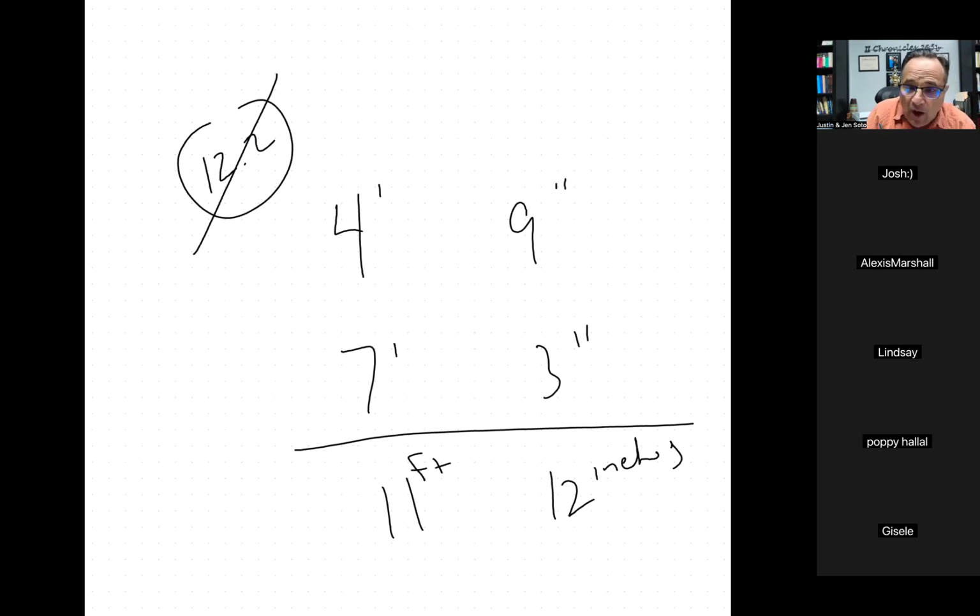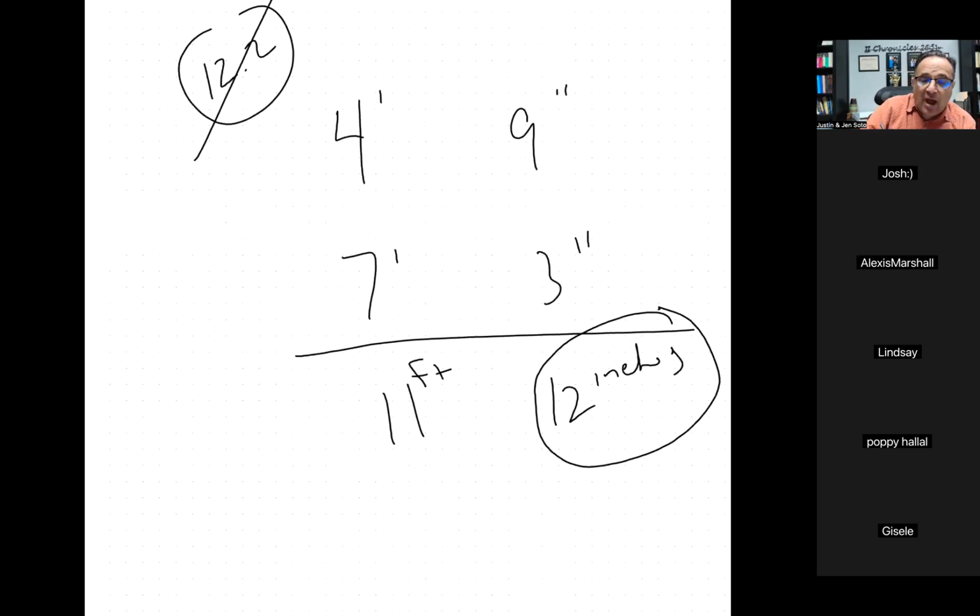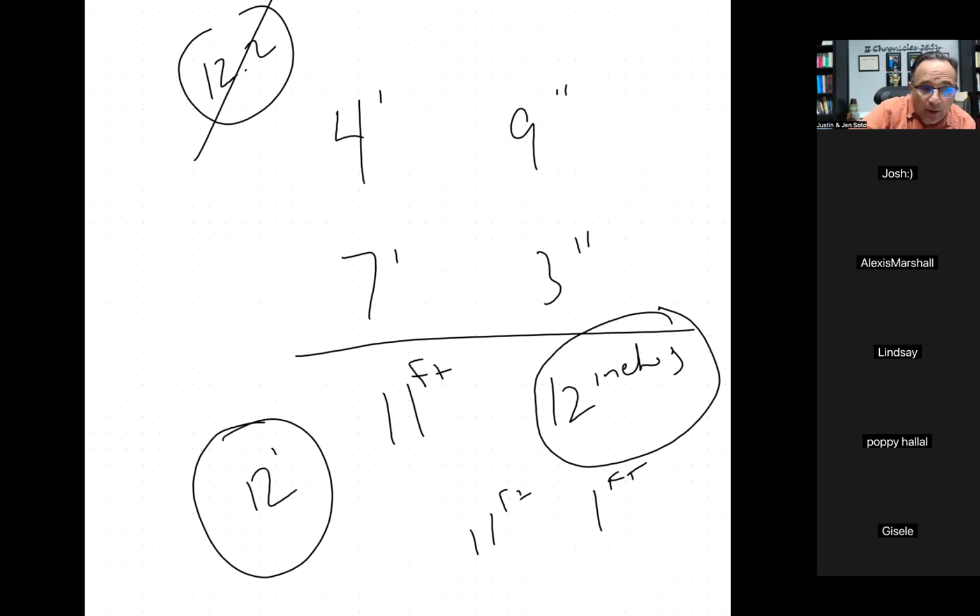But look, there are 12 inches in 1 foot. So this whole amount is going to equal 1 foot. So now I'm going to convert the inches into feet. That's 1 foot. 11 feet and 1 foot are 12. So our answer is actually 12 feet, not 12.2 feet.